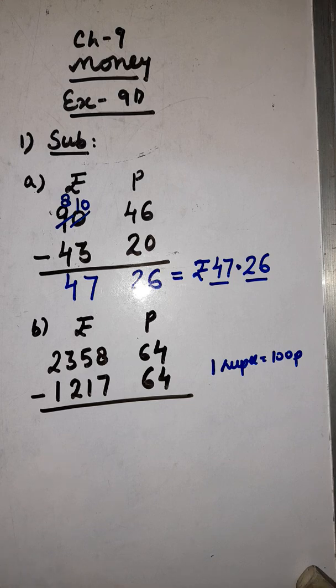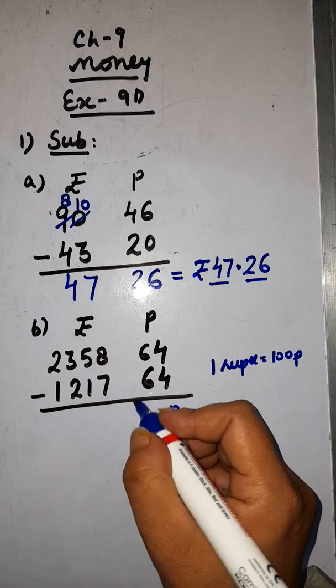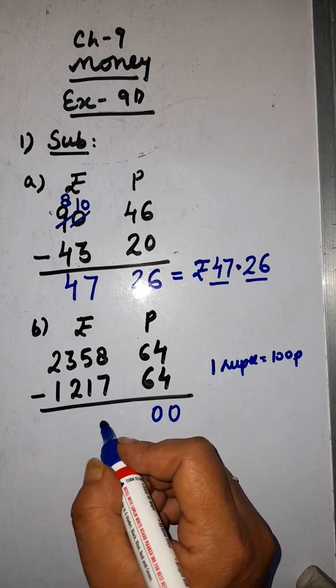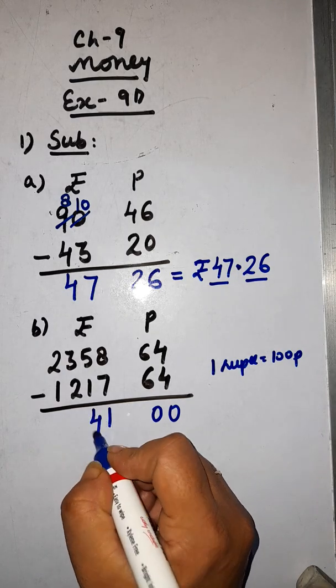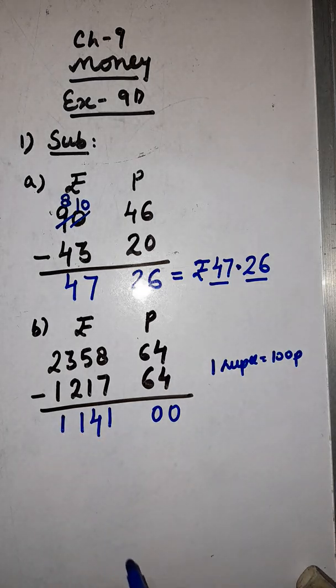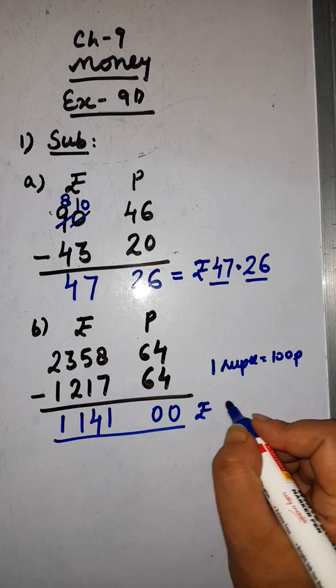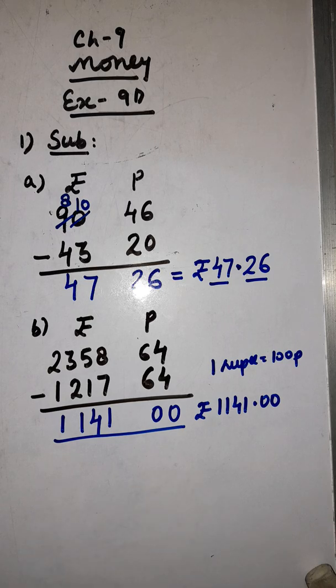Okay, so we'll subtract it again. 4 minus 4 will get here 0. 6 minus 6 will get here again 0. 7 from 8 will get here 1. 1 from 5 will get here 4. 2 from 3, 1. 1 from 2, 1. So the answer is rupees 1141 and 00 paise.